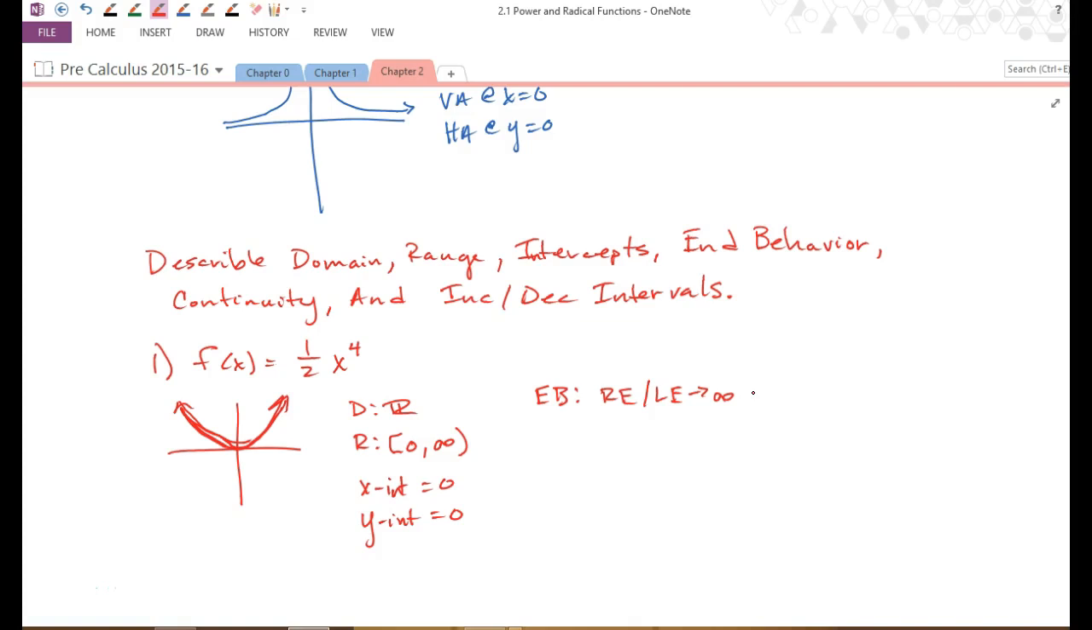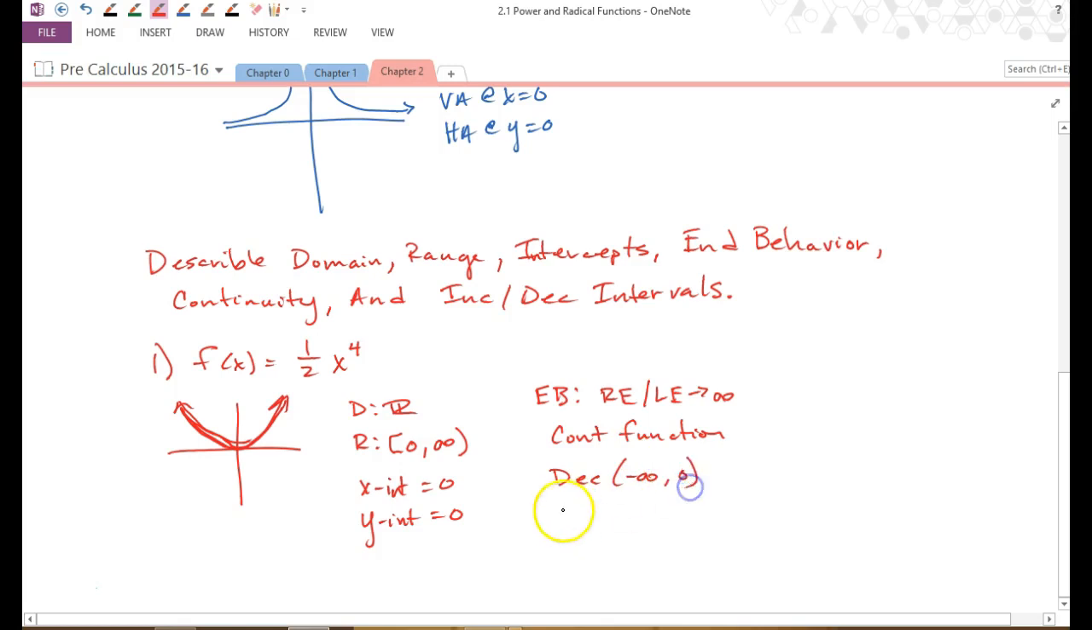Okay, is this function continuous? Yes. I can draw it without having to lift my pencil. It is a continuous function. Then increasing and decreasing. If I go from left to right, what is happening initially? Decreasing. Remember when you're talking about increasing and decreasing, you use which values? A lot of people miss that on the test. A lot of people used the y values instead of x. So it decreases from negative infinity to zero, and then increases from zero to infinity.